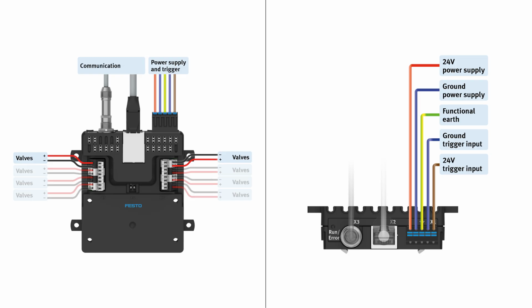Apply nominal voltage to the product once all the valves, communication cable, and power supply are connected and the baud rate is set. Establish and parameterize a communication connection once the LED is green.